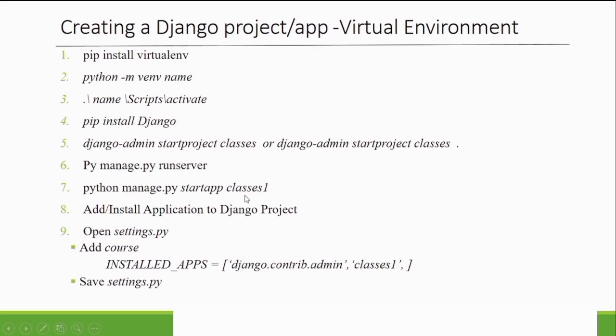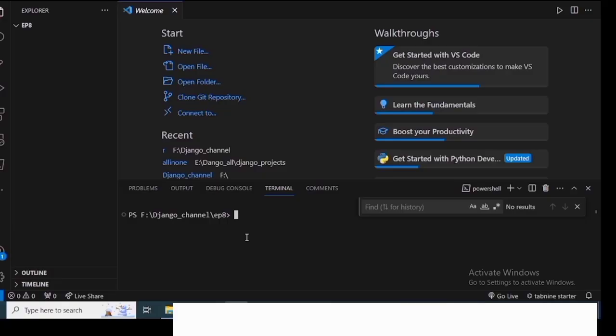Then create the application within that project. Now this application is part of this project. So what you should do, you should go to the settings.py file of your project and add that application over there. Then save the settings.py file. This is how we are supposed to create the application. So let us do this practically. So let me first create the virtual environment.